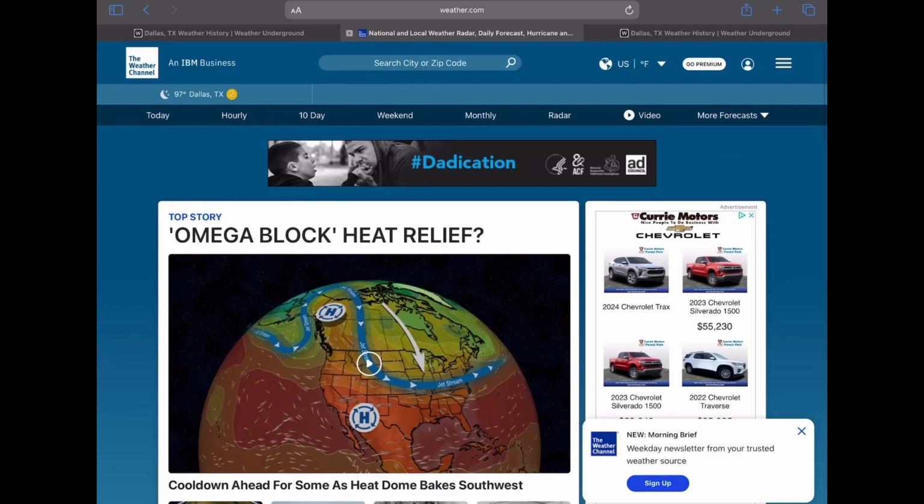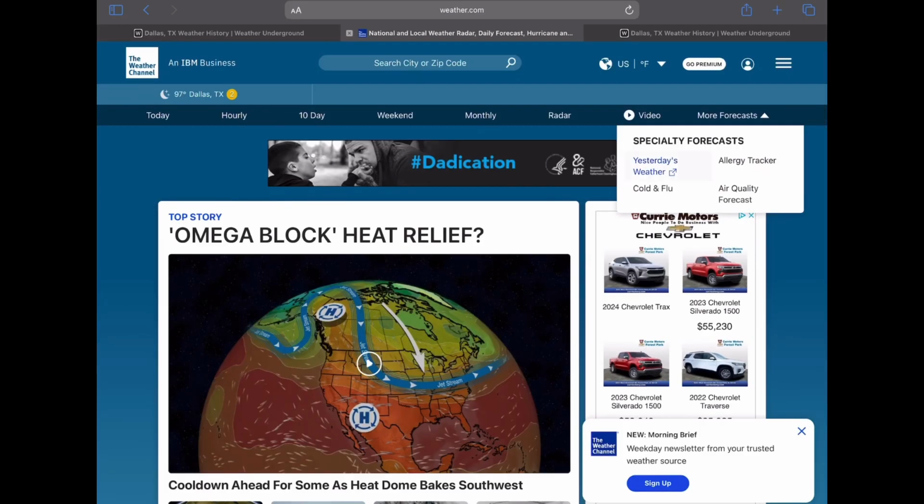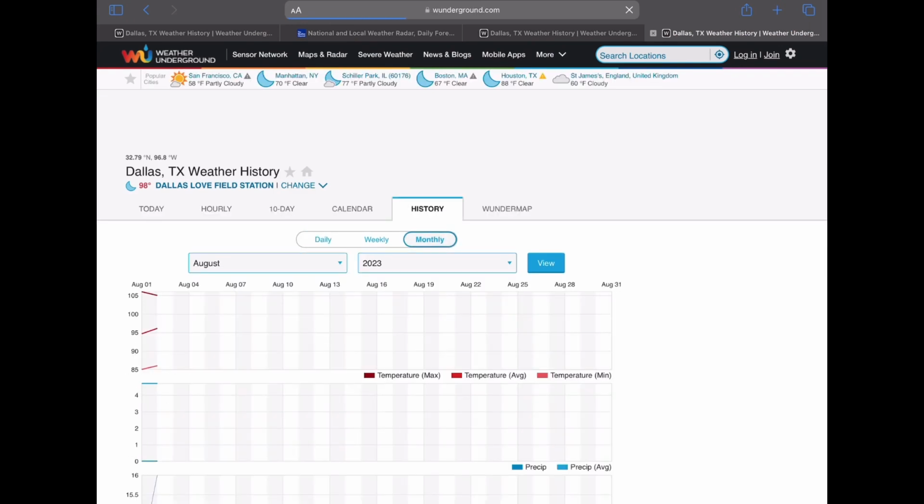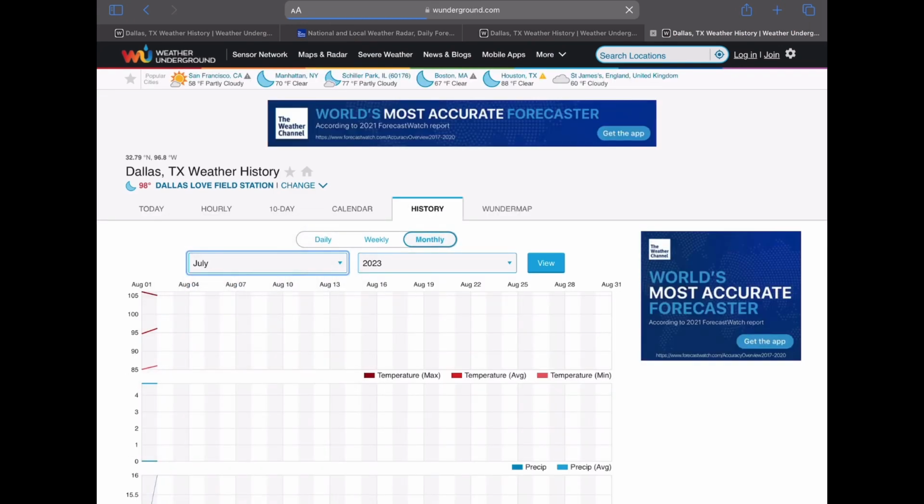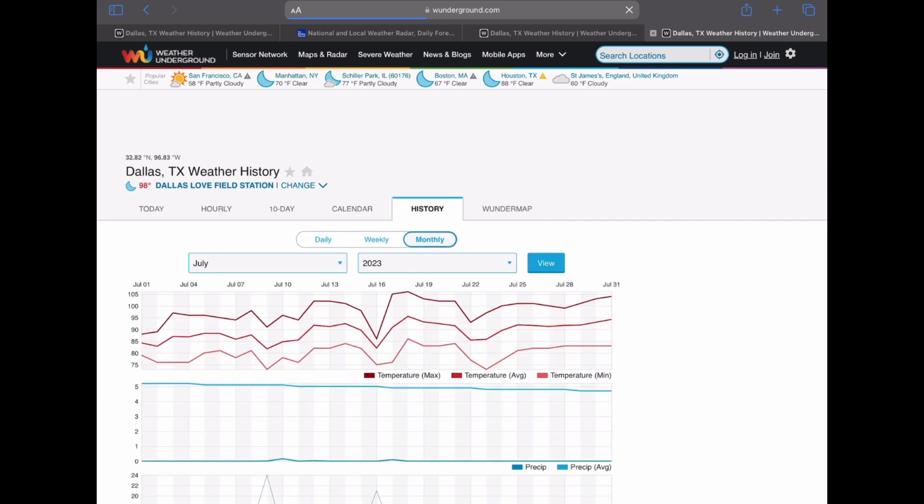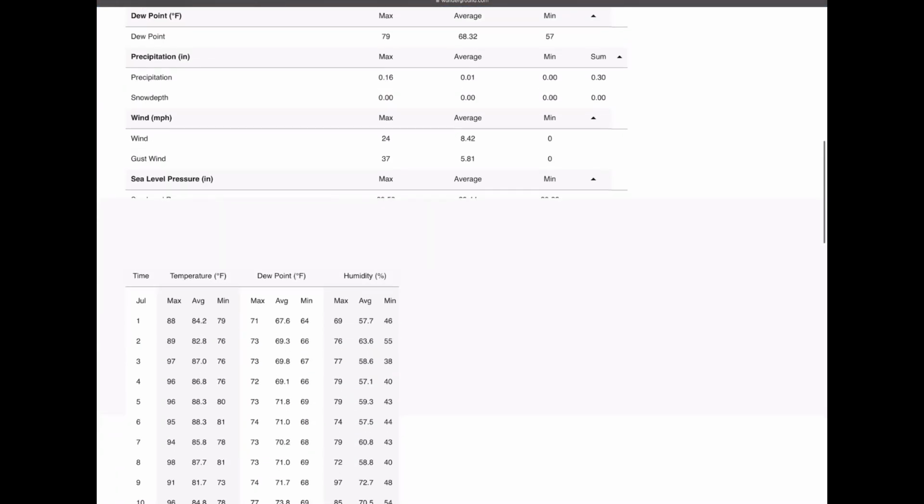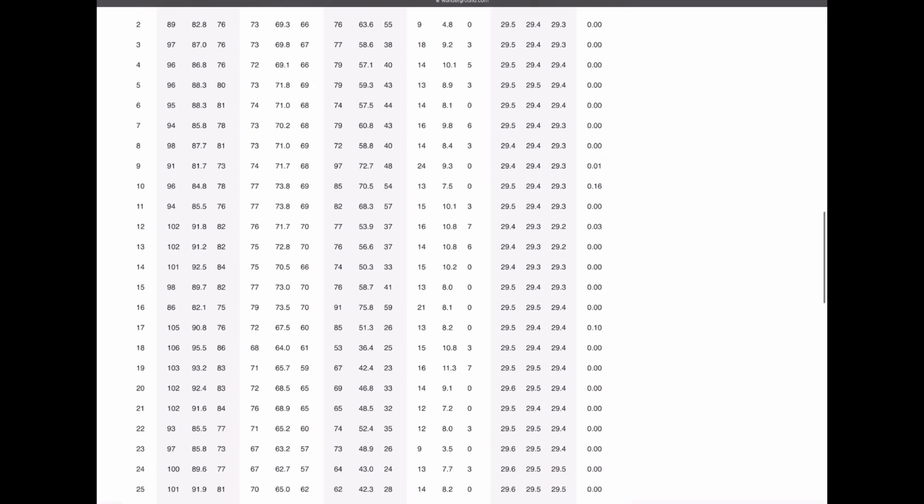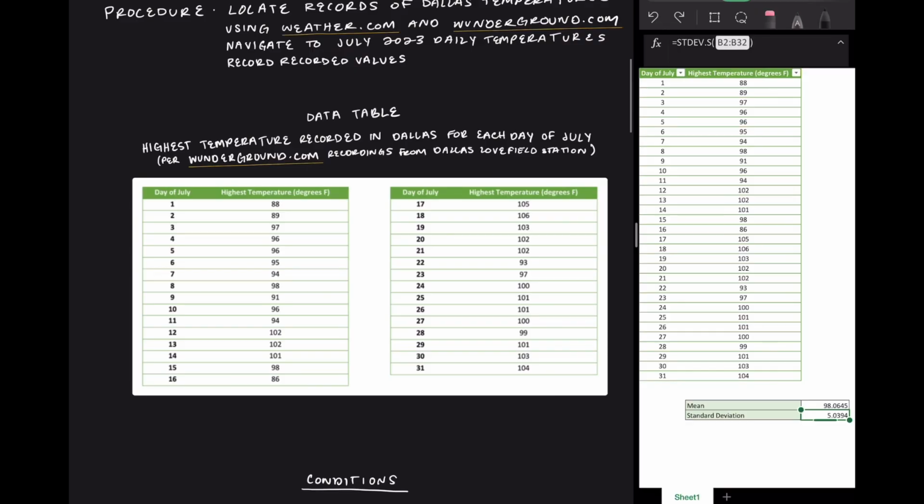I found these values by going to weather.com, yesterday's weather. This takes us to Wunderground. Here we can find the monthly history I put in for July of 2023. And the daily observations are recorded here. I used the max temperature on the left side. I put all of these values into a data table here.